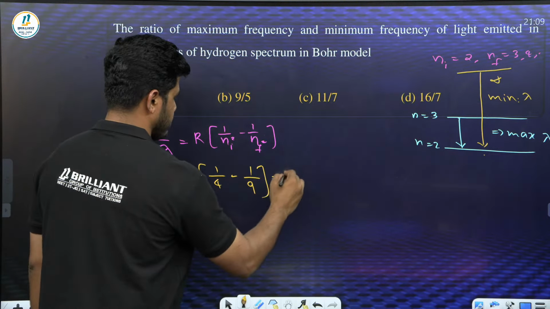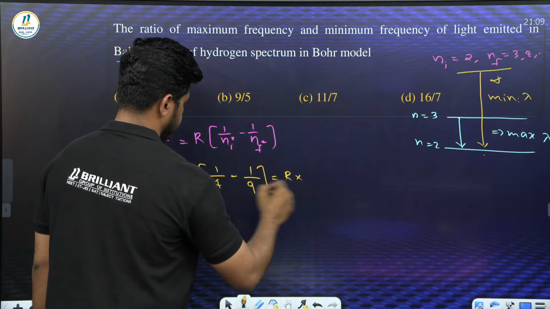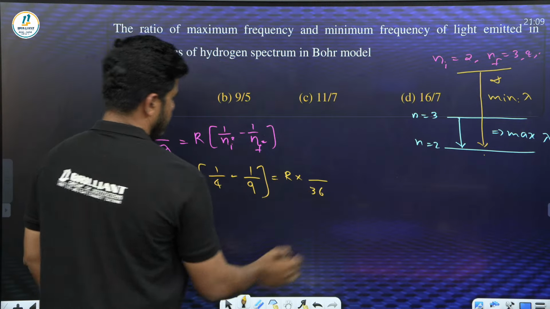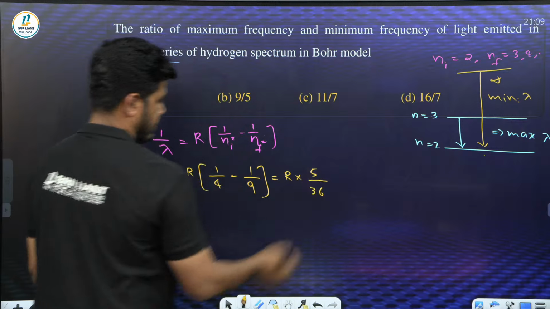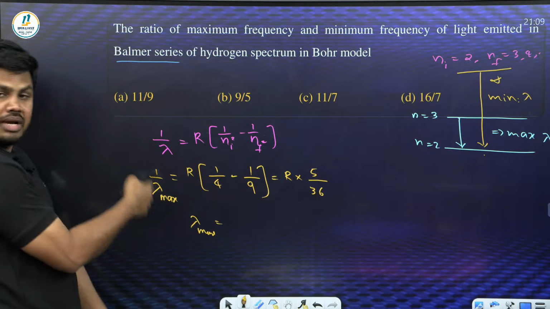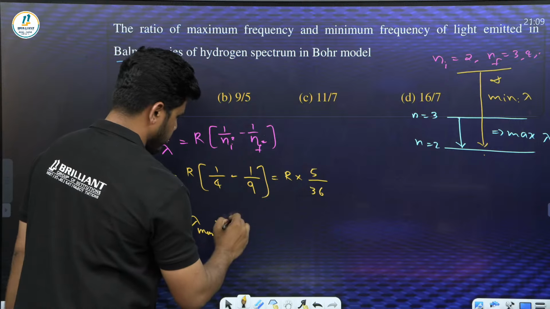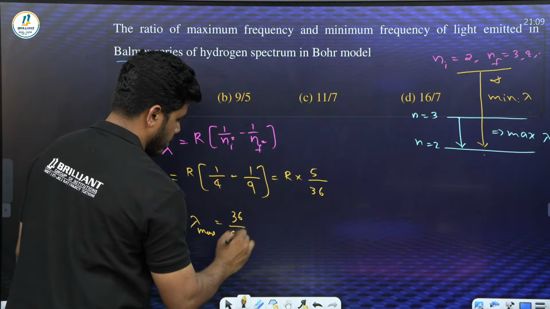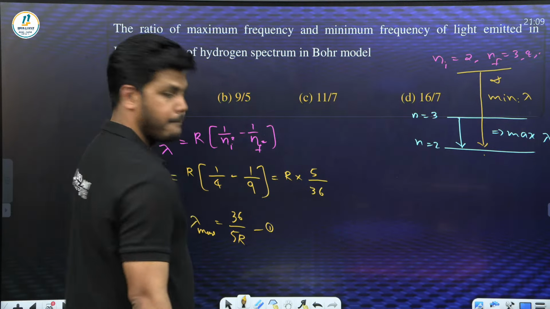And we can simplify this. R into 5 by 36, right? Yes. So what will be lambda max from this? Lambda max is the reciprocal. This is 1 by lambda max on LHS. Reciprocal is going to be 36 by 5R. This is maximum wavelength, correct?